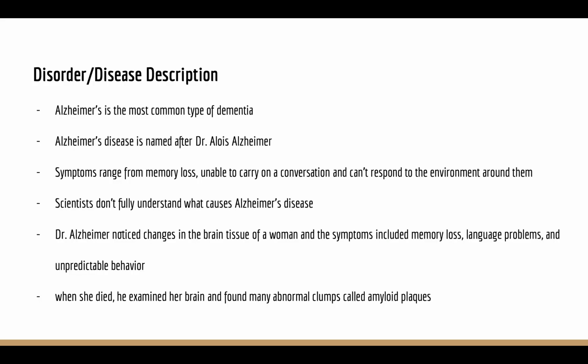So Alzheimer's is the most common type of dementia, and Dr. Alois Alzheimer found it. That's why it's named after him. The symptoms of Alzheimer's are memory loss, being unable to carry on a conversation or respond to the environment. Dr. Alzheimer noticed that the brain tissue of a woman was changed, and she had symptoms of memory loss, language problems, and unpredictable behavior. As a scientist, when she died, he examined her brain and found abnormal clumps called amyloid plaques, which we'll be talking about later.